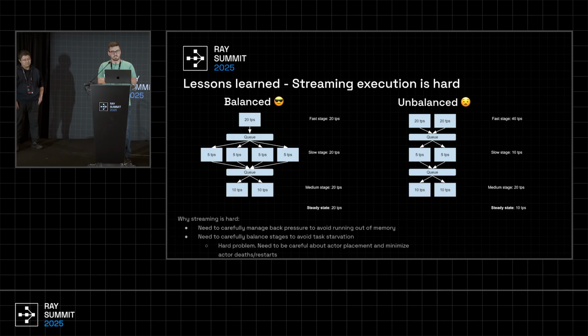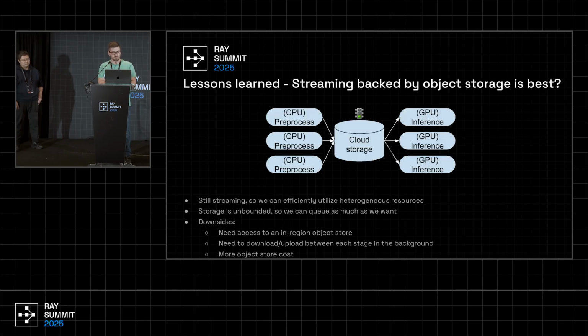Oh, and taking a step back, I should talk about how we spent a lot of work in Xenna to make sure that the balancing works fairly well. There's probably 3,000 lines of Python and Rust to figure out this balancing problem. And the downsides of what I'm proposing here, using cloud storage as an intermediate, is that, number one, you need an in-region object store for that to work. Then there's additional complexity because you need to make sure that you're efficiently downloading and uploading from that cloud storage, and then you also have more object storage cost.